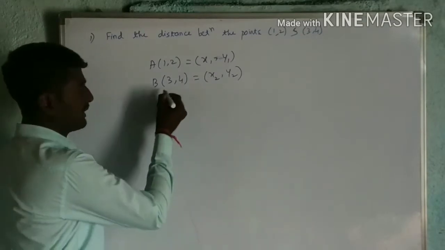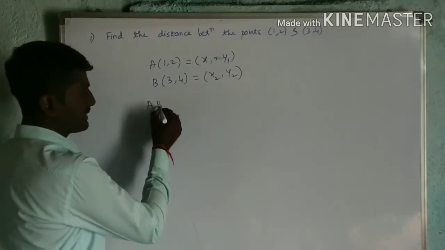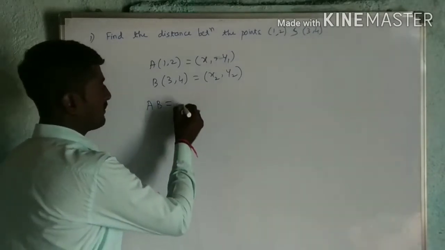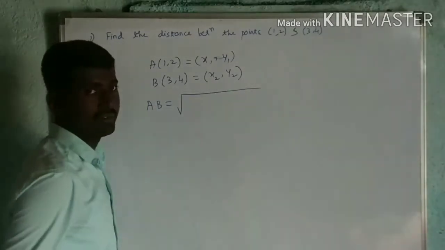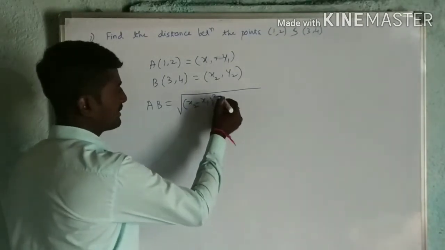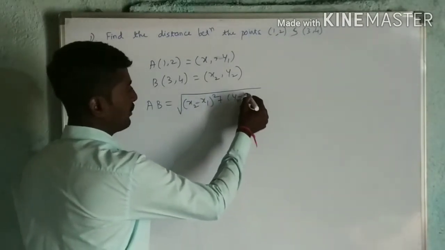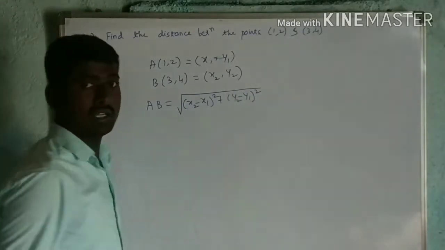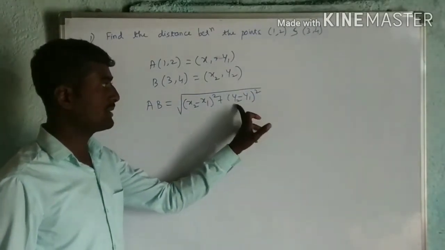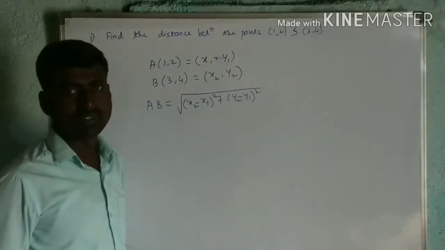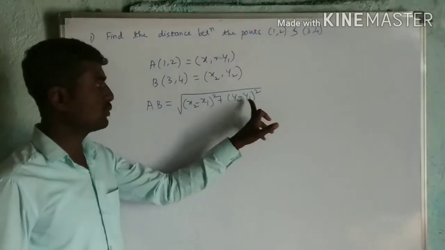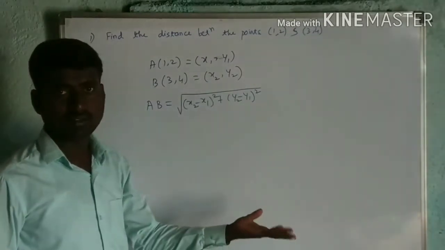Now let us find the distance between these 2 points A and B, that is AB. That is the formula you know, that is under root of x2 minus x1 whole square plus y2 minus y1 whole square. Otherwise, if I write x1 minus x2 whole square plus y1 minus y2 whole square, both are same only, no change at all. You can write x1 minus x2 whole square plus y1 minus y2 whole square also.